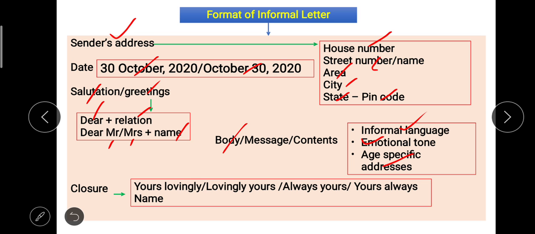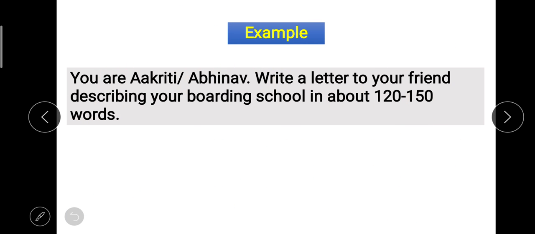And once that body is over, then there is closure. We'll close the letter, and for that closure we need to use, these are few expressions. We can pick up any one of our choice. Yours lovingly, lovingly yours, always yours, or yours always. We can pick up any one of the given one. And then our name. In social letters we don't put our signatures. So this is the format for informal or social letters.